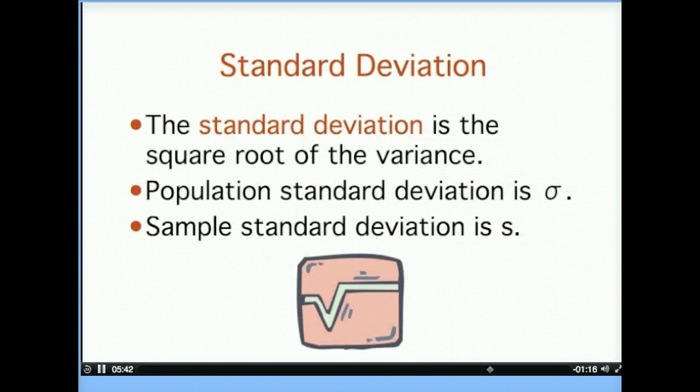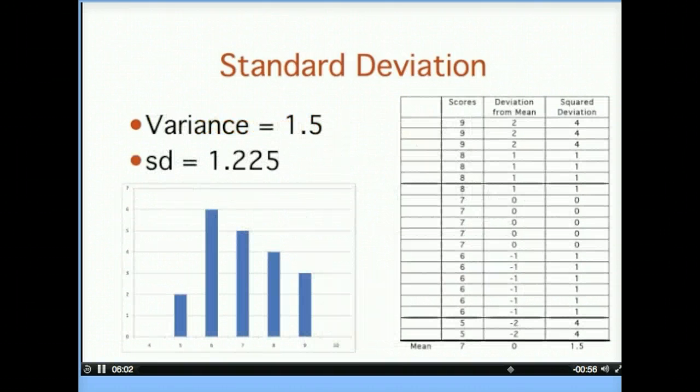The final measure of variability that we'll discuss is the standard deviation, which is simply the square root of the variance. As you may have guessed from the symbols for variance, the symbol for the population standard deviation is the small Greek letter sigma, and the symbol for an estimate computed in a sample is S. Going back to our earlier test score distribution, if you take the square root of the variance of 1.5, you get a standard deviation of 1.225.